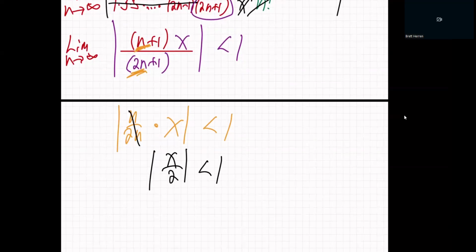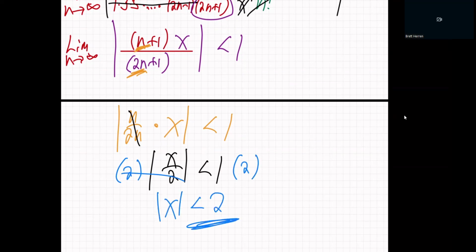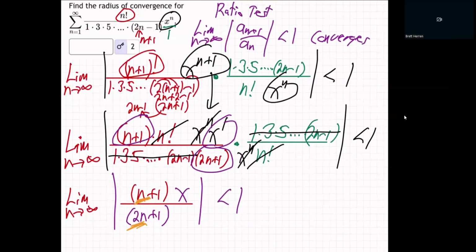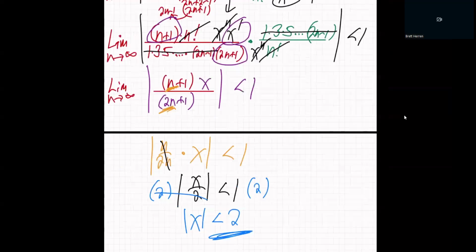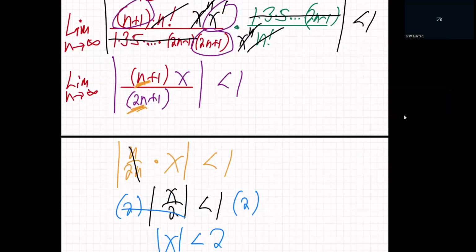Last step, to get x alone, multiply by 2 on both sides. The absolute value of x is less than 2. There's the radius of convergence. It's 2. As long as the absolute value of x is less than 2, this series will converge. And so there we go. It's called the radius of convergence.